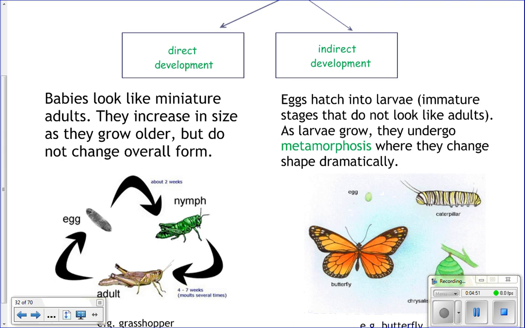The last essential function that all animals must perform is excretion. That is basically getting rid of metabolic wastes. That's what your kidneys do, where they filter your blood and get rid of all the waste products that are being carried around in your blood, getting rid of those out of your body. So that is the last essential function that animals must carry out.